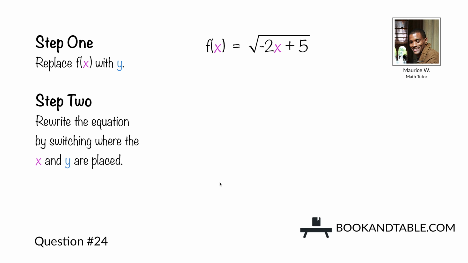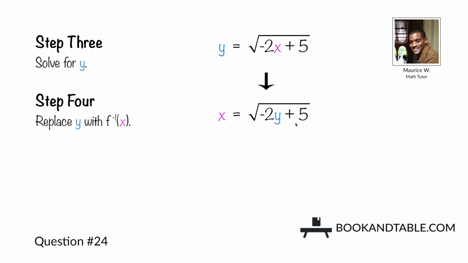Step one, replace f of x with y. That gives us the equation y is equal to the square root of negative 2x plus 5. And now step two, we want to rewrite the equation by switching where the x and y's are placed. So that gives us an equation of x is equal to the square root of negative 2y plus 5. And now we want to solve for y.